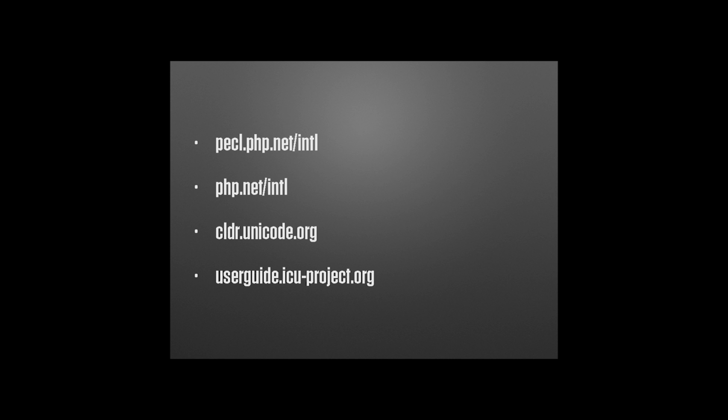But for now, PECL is where the extension lives, where the updates are released. The php.net/Intl has the class documentation, and some of those classes, like I said, are better documented than others. cldr.unicode.org is the common locale data repository one, so you can go and see when they did the latest release or what they fixed in it in case there was a problem. And this is the user guide for the ICU project, which has more documentation, as I mentioned.